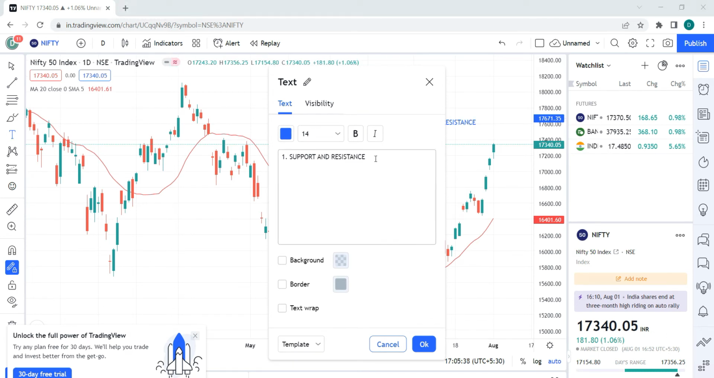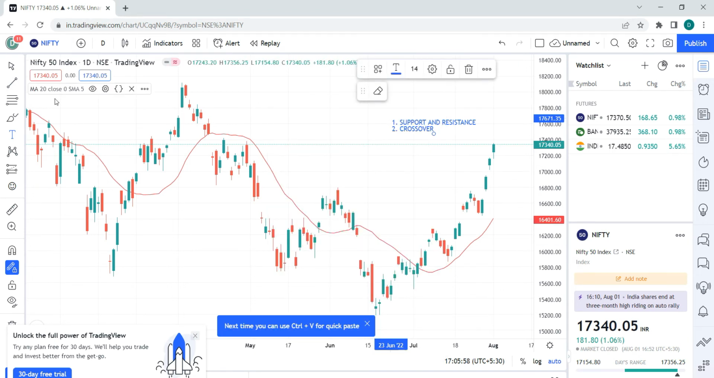So they provide support and resistance, and the second thing which they provide is crossover. So let's understand the first use, that is the support and resistance. How do you understand where it is providing a support or a resistance? Let's get into the chart to see it.